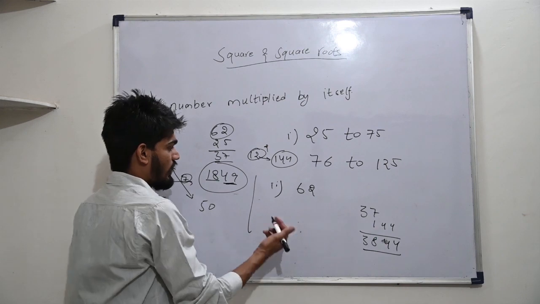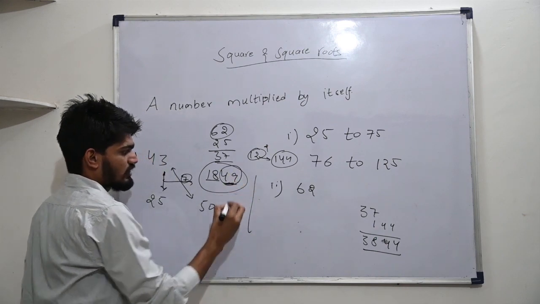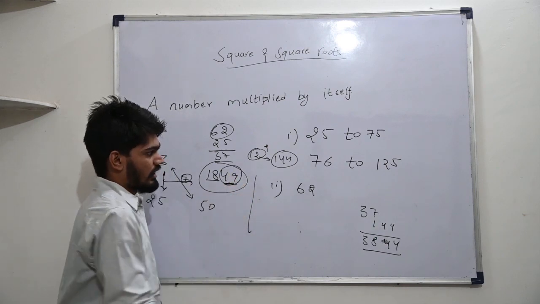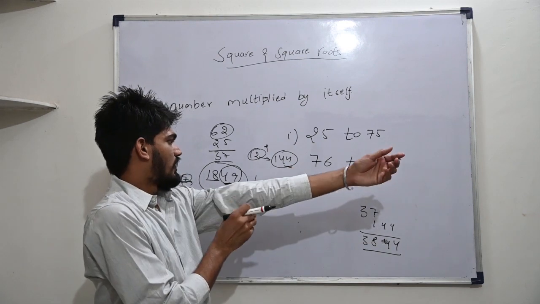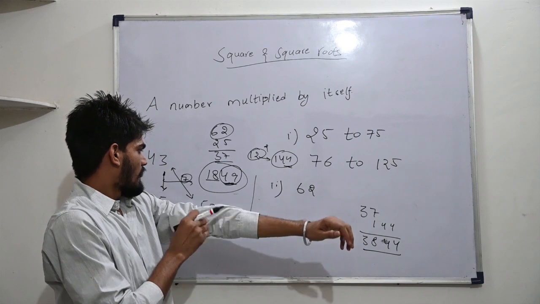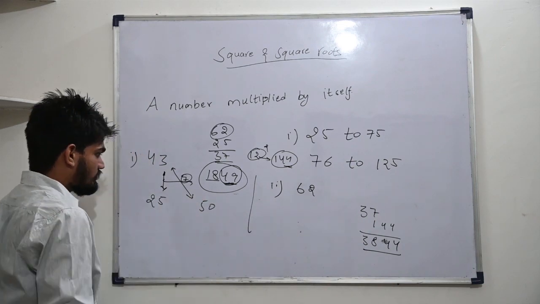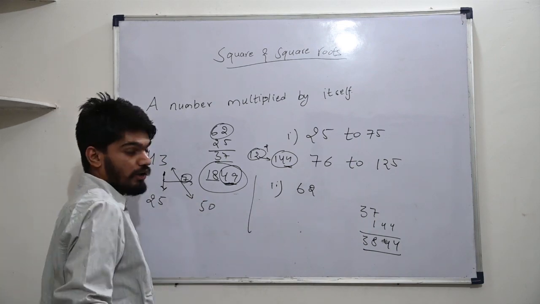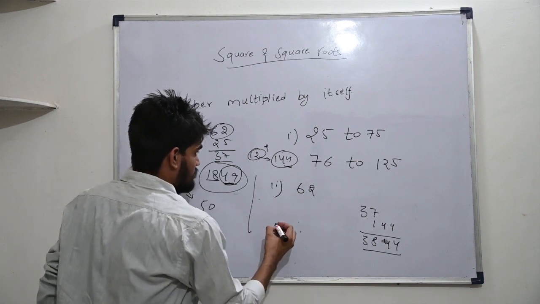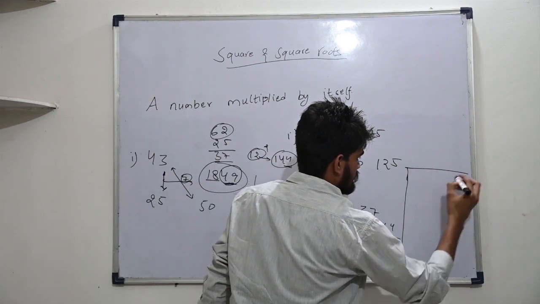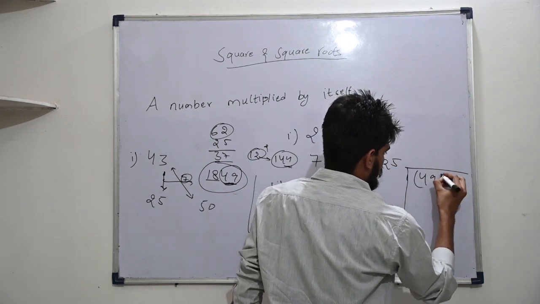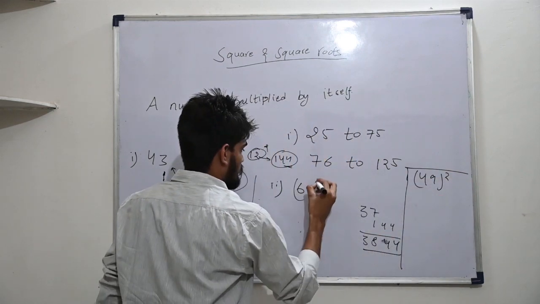Now, here the square we got was two digits, and in the last case it was three digits. If the square is one digit, we can take one example for this. Let's say 49. We have to find the square of 49.